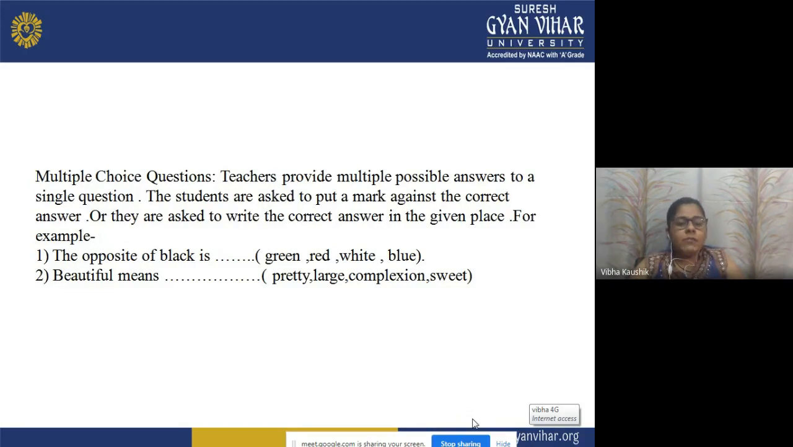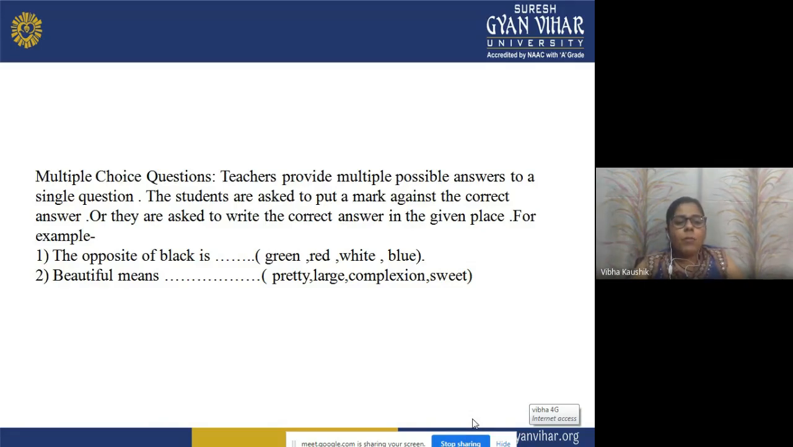Now, the next objective type question is multiple choice question. The teacher provides multiple possible answers to a single question. Means the teacher is providing multiple answers to a simple question. The students are asked to put a mark against the correct answer. Now, what is that? The students are asked, means the student has to put a mark against the correct answer from the given choices, or they are asked to write the correct answer in the given place, or the teacher can ask to write the correct answer in the given place.